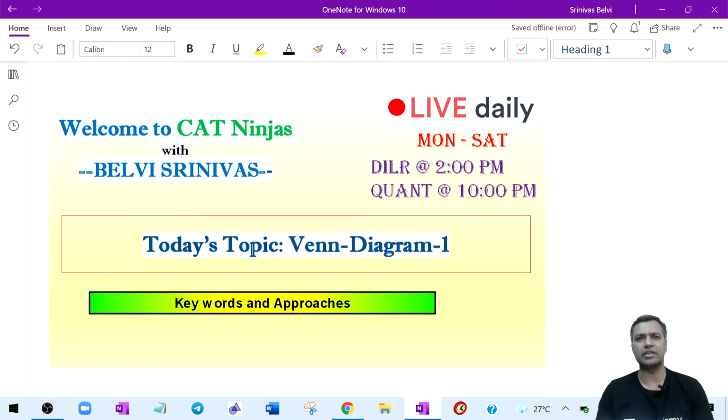It doesn't mean that every year there is one set on Venn diagrams. It means that if I'm writing exams like CAT, XAT, IIFT, and a few other exams, be it NMAT, SNAP, you would come across a good number of questions from Venn diagrams, either as a part of quantitative aptitude or as a part of DILR. That's the package we are talking about, right?